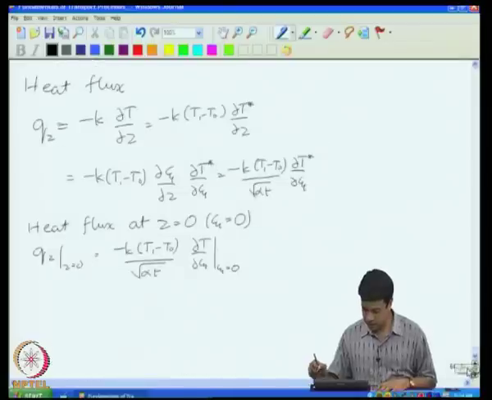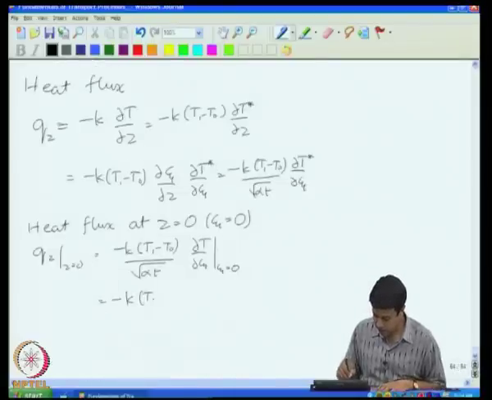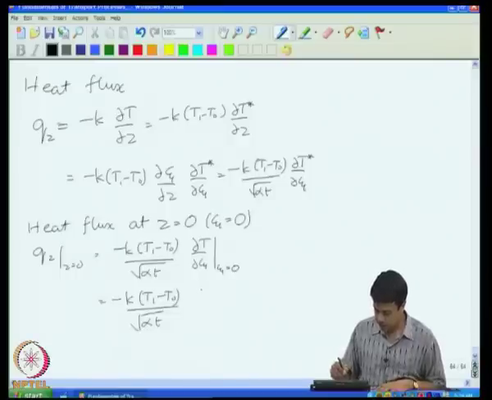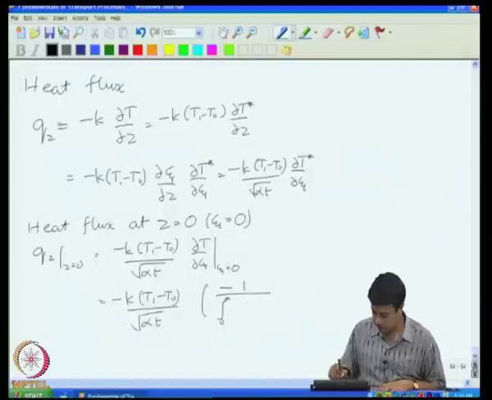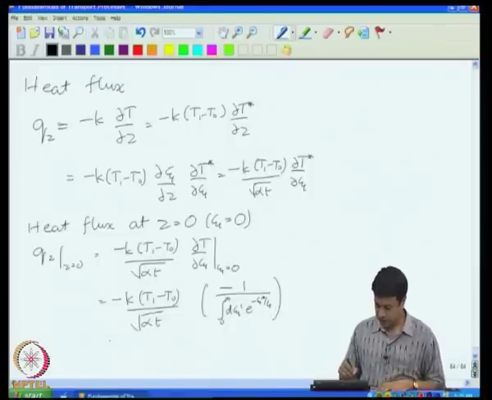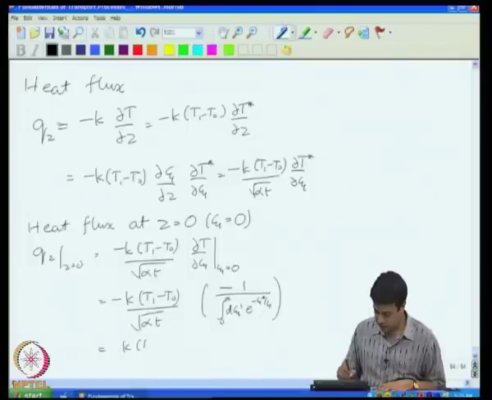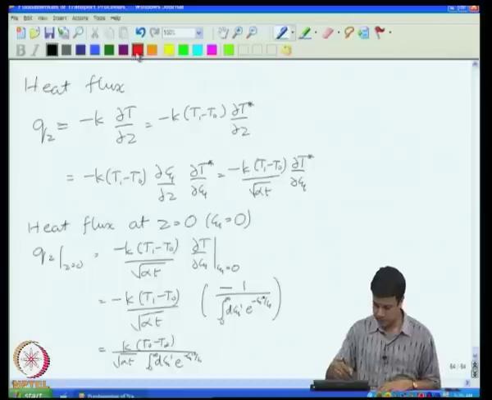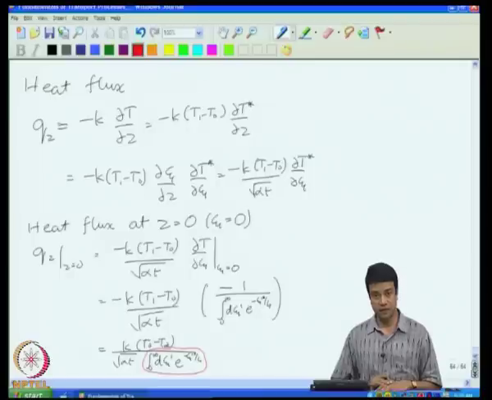So this is equal to minus k into t1 minus t0 by square root of alpha t, into minus 1 by integral 0 to infinity d psi prime e power minus psi prime square by 4. So, this basically is equal to k into t naught minus t infinity by root alpha t integral 0 to infinity d psi prime e power minus psi prime square by 4. So, this term here is just a constant, a definite integral from 0 to infinity.